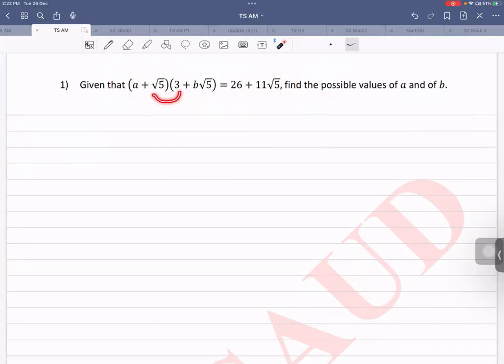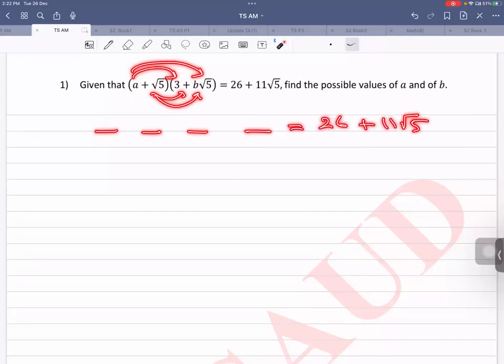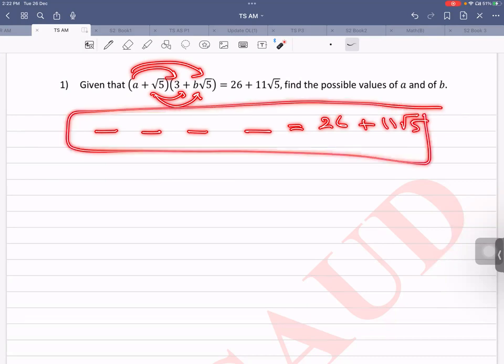Obviously, Arad, we are going to multiply the two brackets. When we multiply the two brackets, we are going to get four terms: first term, second term, third term, and fourth term, equal to 26 + 11√5. What should be the next step? This is what I'm interested in. What will we do after that?